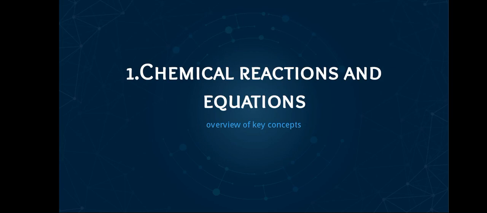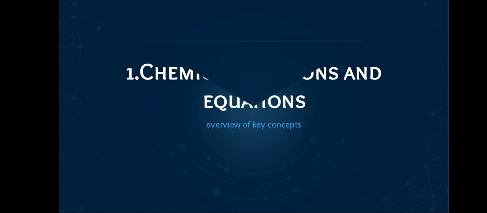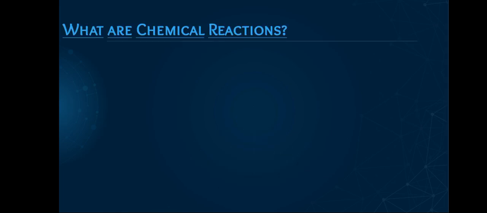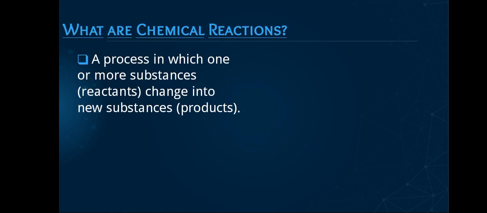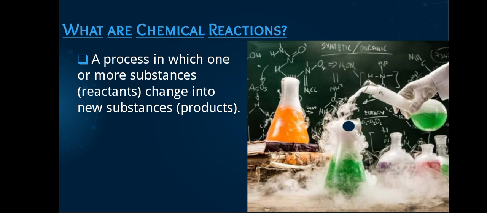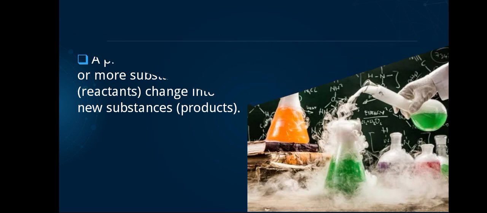In today's video, we're going to discuss chemical reactions and equations, class 10, science, chemistry, chapter 1. So, let us start. What are actually chemical reactions? A process in which one or more substances, reactants, change into new substances, products, is nothing but a chemical reaction. So it is a process in which a reactant, which means one or more substances, react to change into new substances called products, is called a chemical reaction.